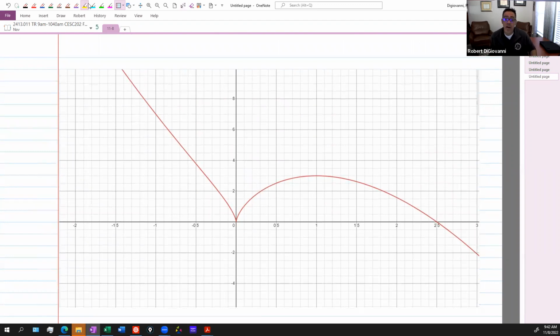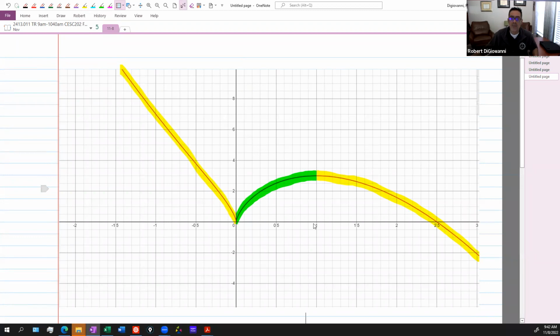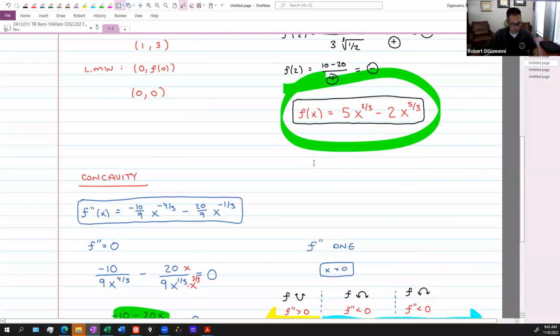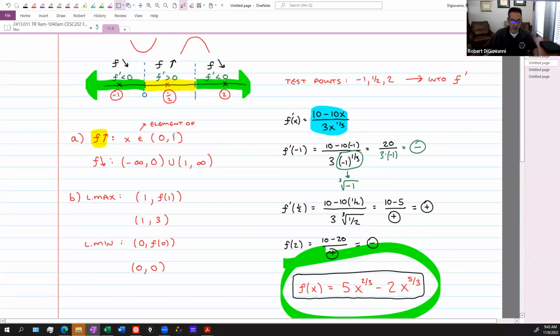Okay, so check this out. Let's talk about where the graph's going up and down. Where's it going up? Looks like increasing from about here to here. In that green region, the graph's going up, right? It's going down here and here. Is that what we got? Were we increasing between 0 and 1? I think so, if you go back and look. Were we decreasing to the left of 0 and to the right of 1? We should have been. Let me go back and look at my answers. We are increasing between 0 and 1 and decreasing to the left of 0 and to the right of 1. So that matches the graph, right?